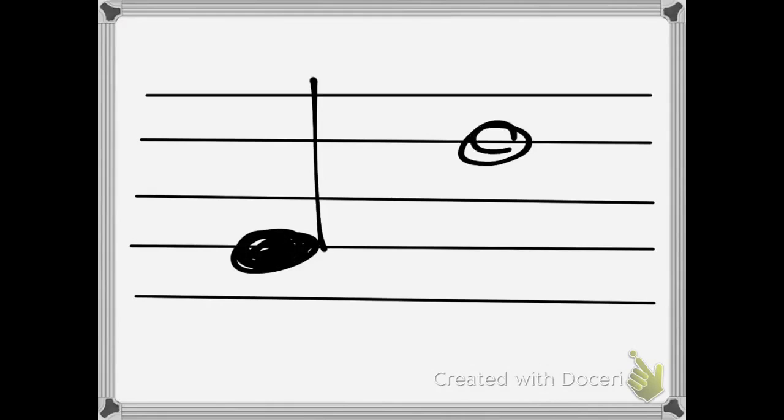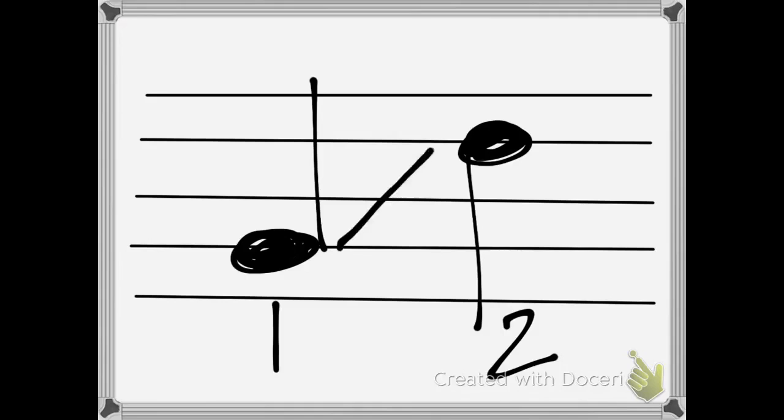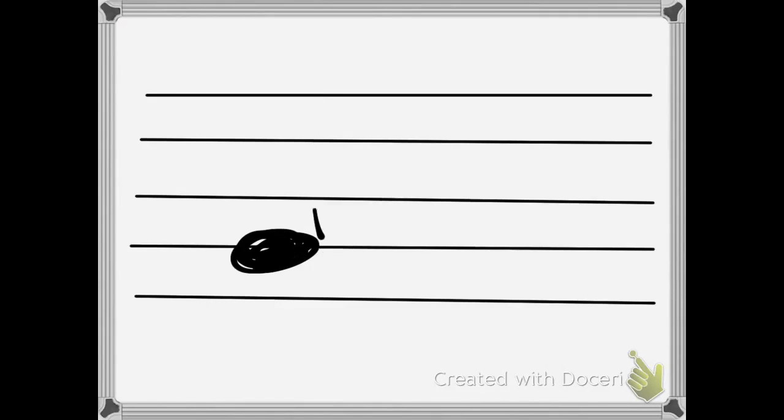So let's do a quick game, and we'll see if you can tell me what direction the notes are going. So I have a note right here, and a note right here. Is note number 2 lower or higher than note number 1? If you said it's higher, good for you, you're correct. We go from note number 1 to note number 2. And you can see that it went up higher to get there.